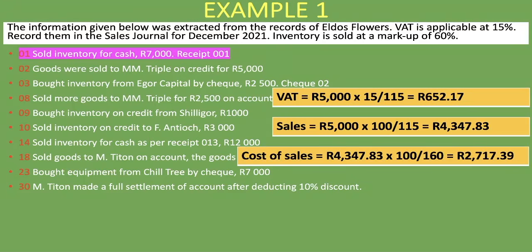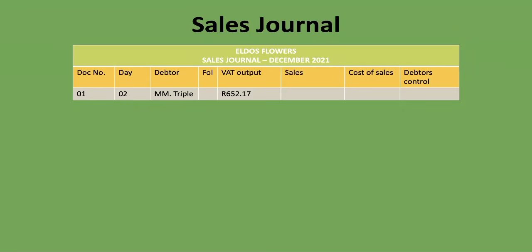Now let's go and put in these amounts: the VAT 652 Rand 17 cents, and the sales all the way to debtors control. What you'll notice here is the debtors control amount is 5,000 Rand. If you add your sales amount plus your VAT output amount, it should give you the 5,000 Rand. So you can always add them together to make sure you've done everything correctly. The debtors control amount is how much the debtor owes you. Remember, the debtor owes you inclusive of VAT, because they pay you including VAT, and then you will pay that VAT to the revenue authority.